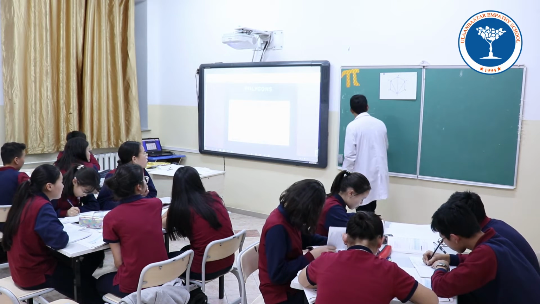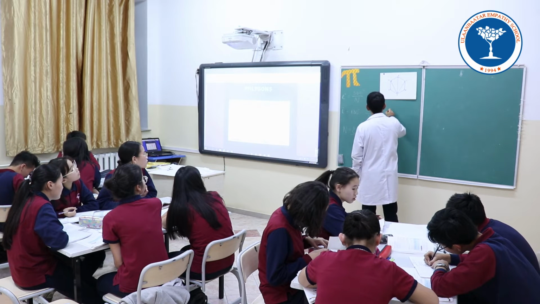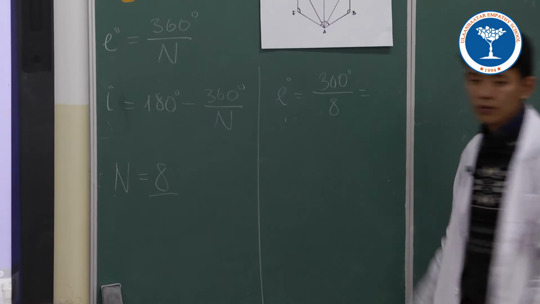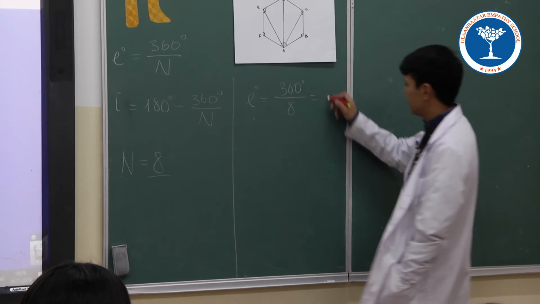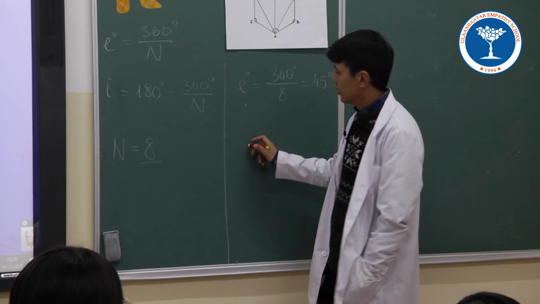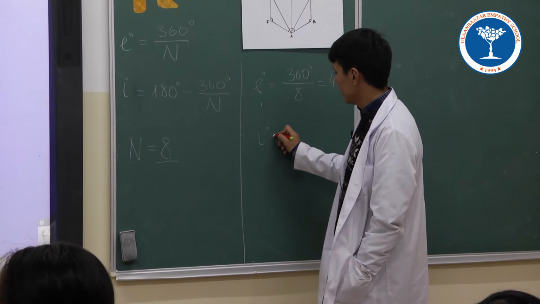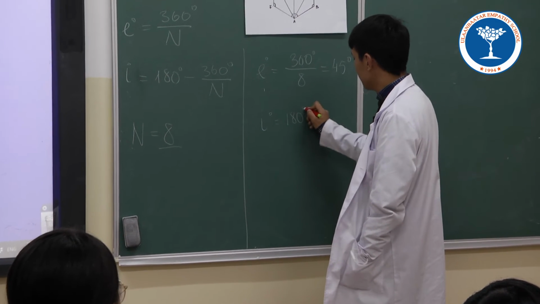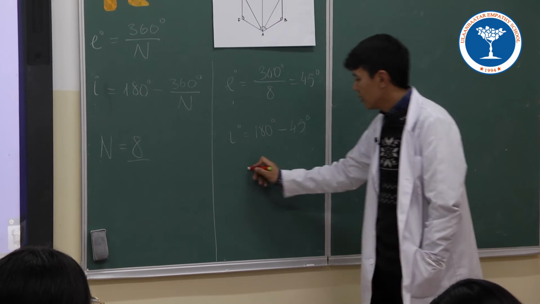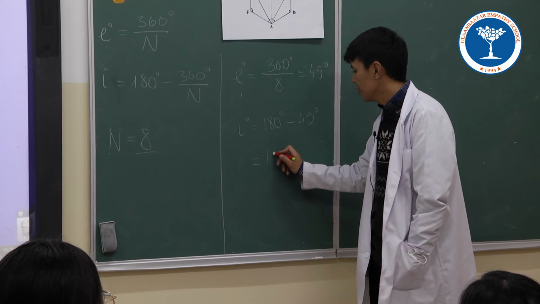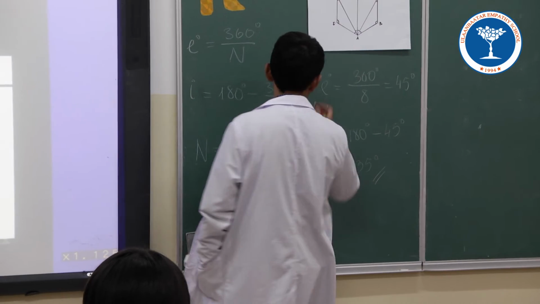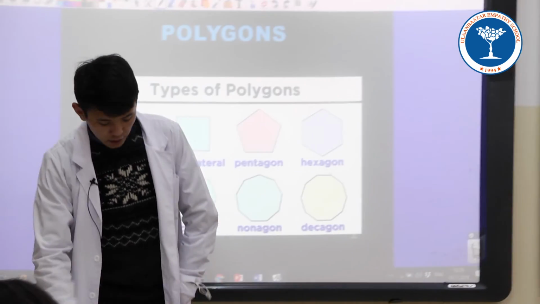Now, exterior angle will be equal to 360 divided by 8. This gives you 45 degrees, okay? Good job. Now, interior angle is 180 degrees minus the exterior angle, which is 45. It gives you 135. Okay. Now these are the answers. Now this is an easy question.